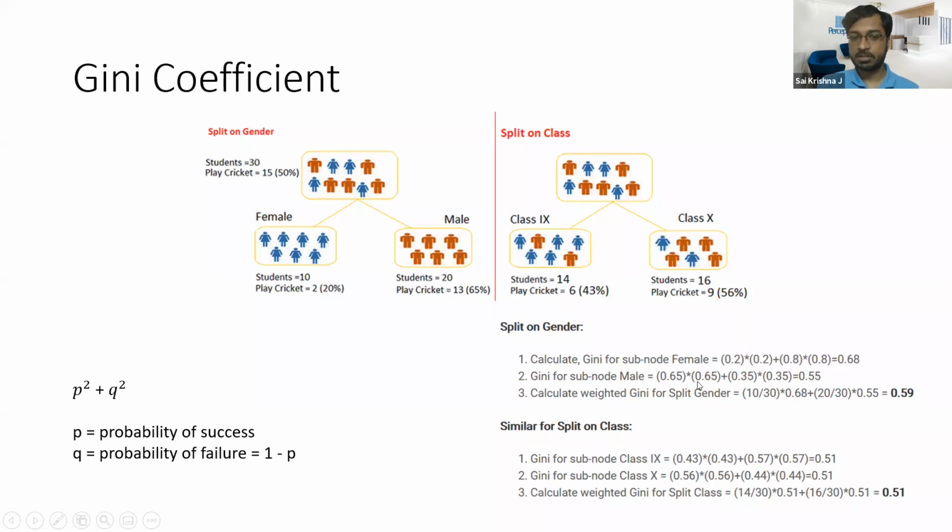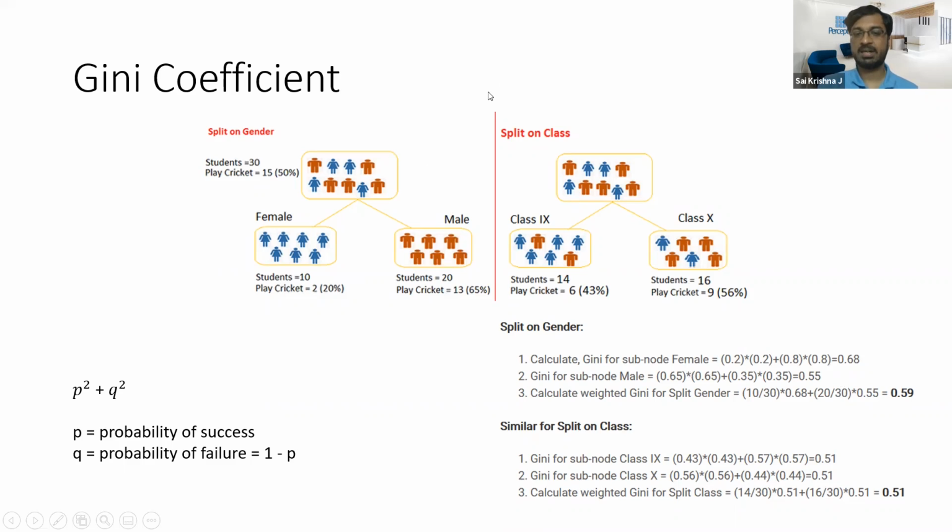So weighted average is the number of students in this subnode divided by the total number of students. So 10 by 30, right? For the female subnode. Similarly, for the male subnode, it is 20 by 30. So 10 by 30 multiplied by the Gini coefficient for the female subnode plus 20 by 30 multiplied by the Gini coefficient for the male subnode. So you get a Gini coefficient of 0.59 if you are to split by gender.